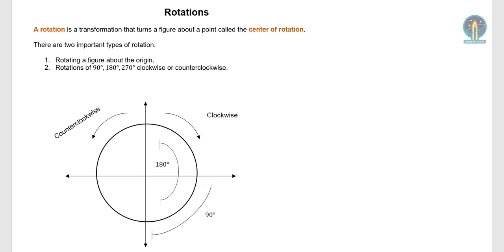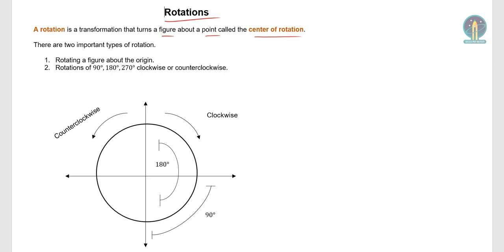In this concept, we're going to talk about rotations. A rotation is a transformation that turns a figure about a point called the center of rotation. And here we're going to talk about two important types of rotations.